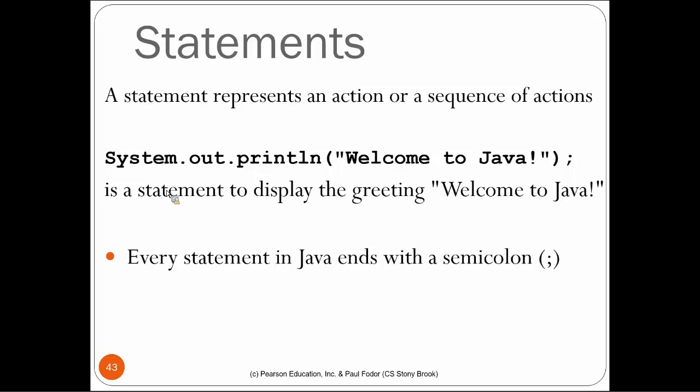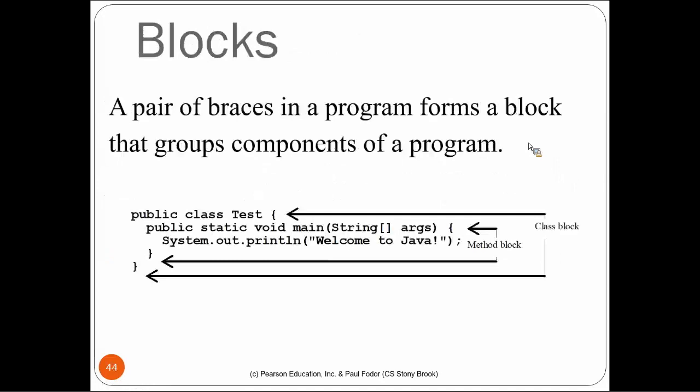A statement represents an action, or if a statement is a method invocation, a sequence of actions. For instance, System.out.println("Welcome to Java") is a statement. Every statement in Java ends with a semicolon. In this case, println is a method that belongs to this output stream, System.out, and that method will print the string Welcome to Java in the output stream.